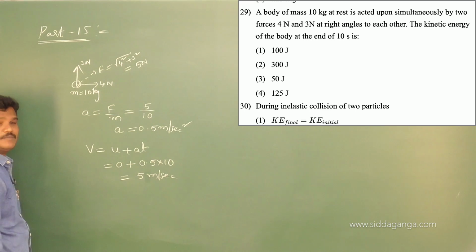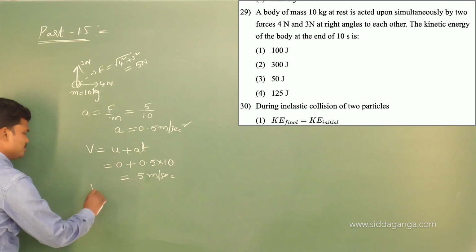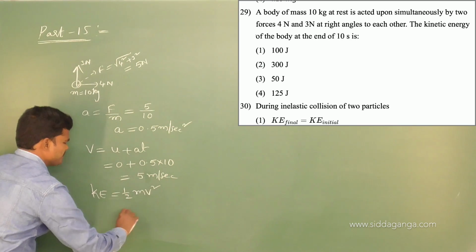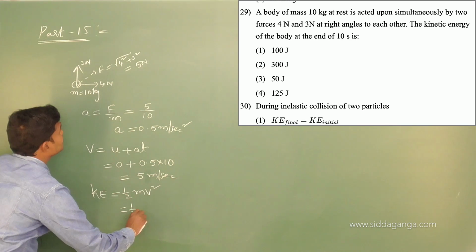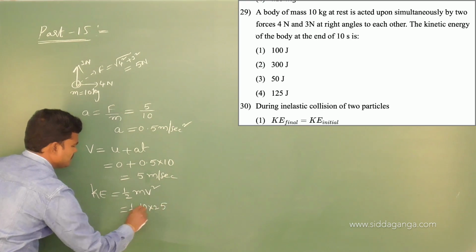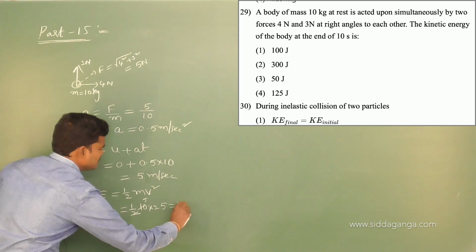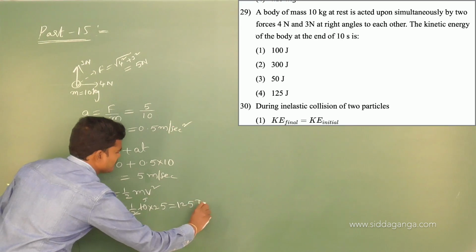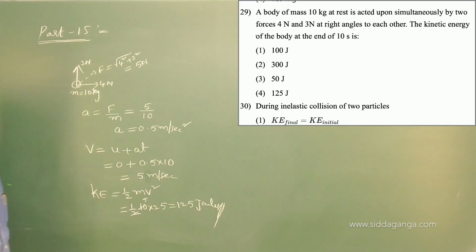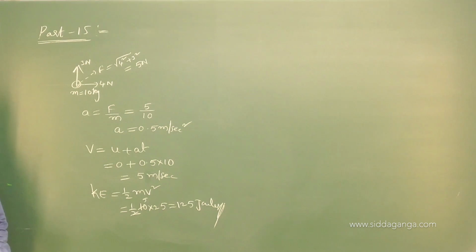This is only velocity, but what are they asking? Kinetic energy at the end of 10 seconds. So, kinetic energy is half mv square. Half, what is m? M is already given, 10. V square is 25. So, 5 and this is 25. 125 joules. Okay, 125 joules.